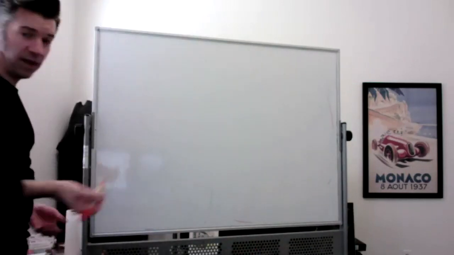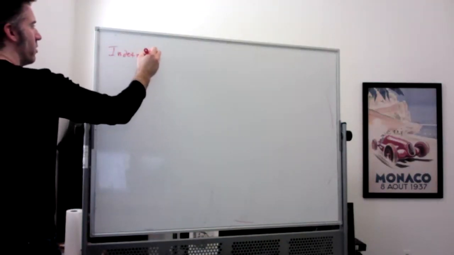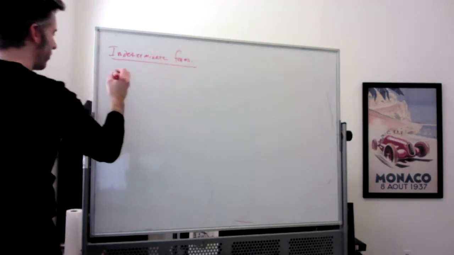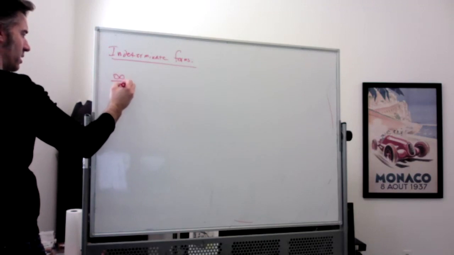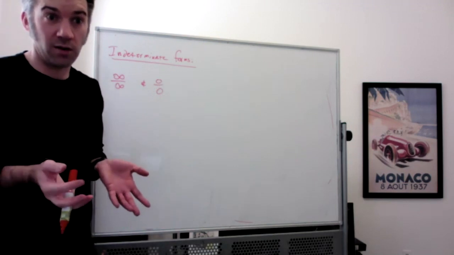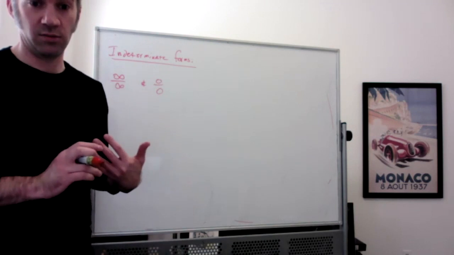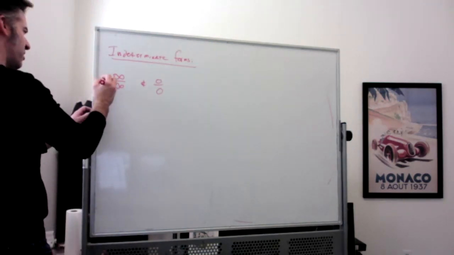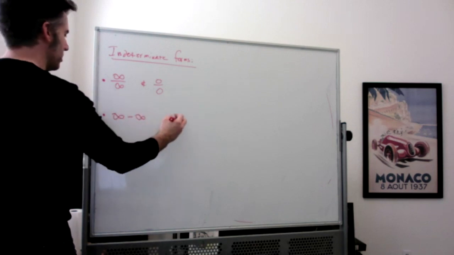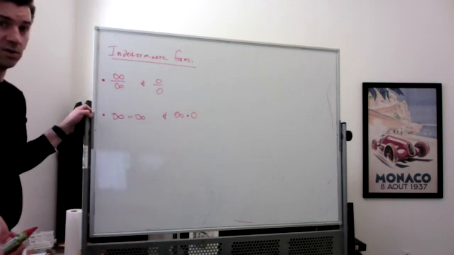So hopefully everyone's familiar with these indeterminate forms. So of course we have infinity over infinity and 0 over 0. Those are the ones that don't require any work. We don't have to manipulate them to be able to use L'Hopital's rule. And then we have your infinity minus infinities and your infinity times 0. These are also indeterminate forms.